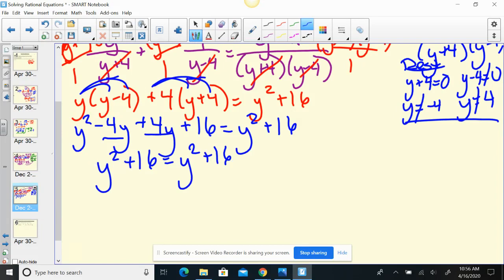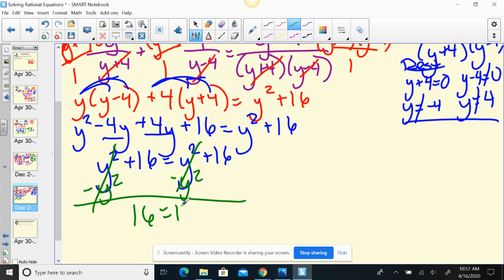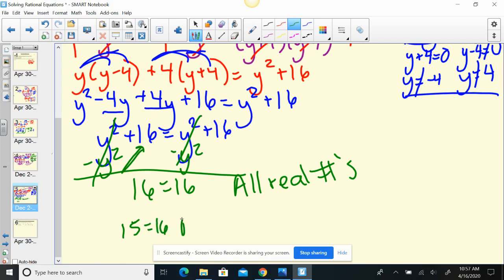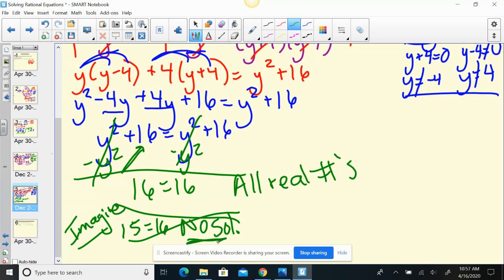Some of you might be kind of robotic and be like, oh, well, I need to get my variables to one side. So if I eliminate those, I'm left with 16 equals 16. So this you might not have seen since Math 1, but when you have a number equal to that same number, this is actually all real numbers. Let's imagine that this 16 was actually a 15 and I had 15 equals 16. This would be no solution. That's not the case for this one. But if we got a number that didn't equal the same number, that would be no solution.